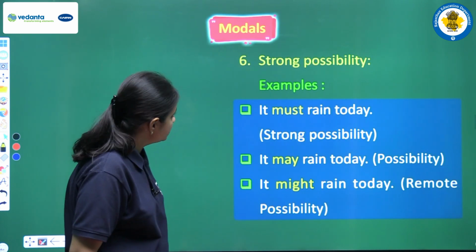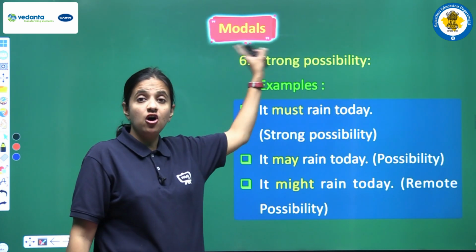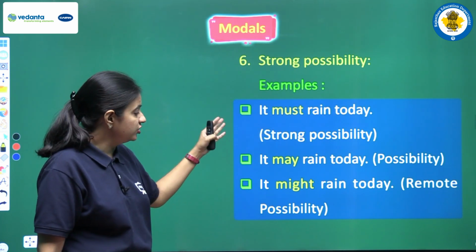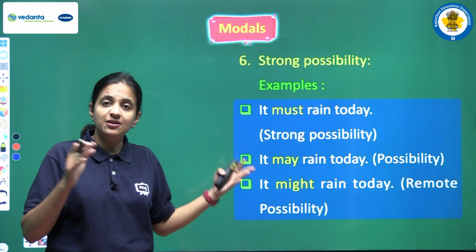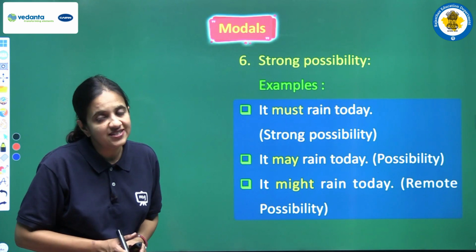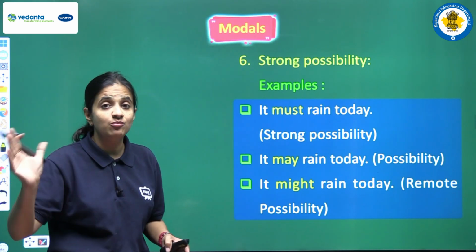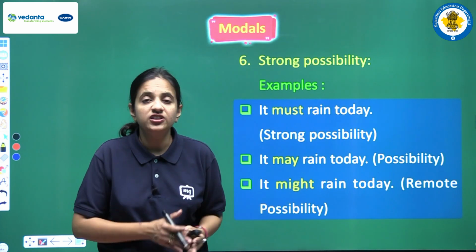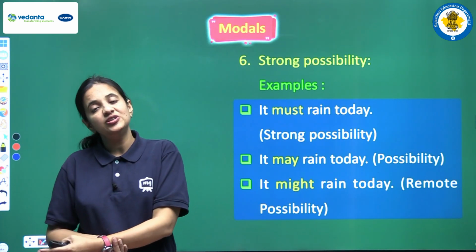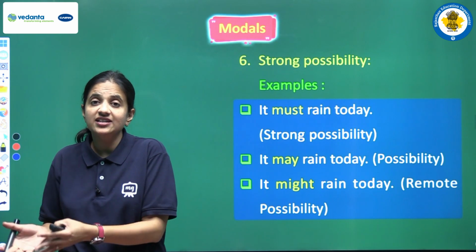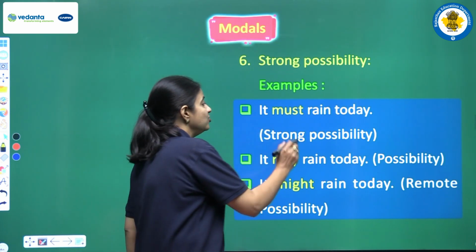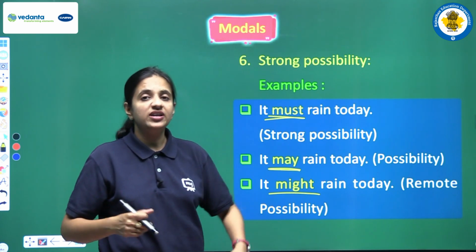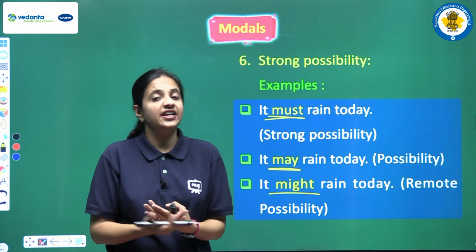Next use of must, yes, it is used to show strong possibility. Let's see the examples. We have three modals here. We have the same sentence, and in these three sentences we are using three different modals, and with the help of these three modals we can show three different moods, three different feelings. How? So let's see. If we use must, next may, next might, the mood of the sentence changes.